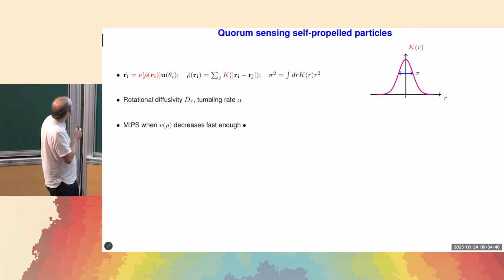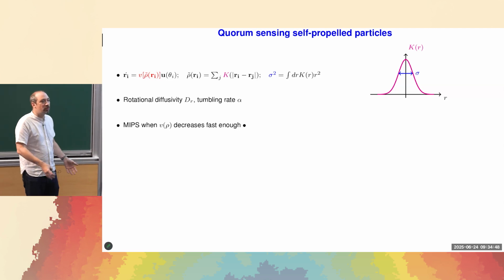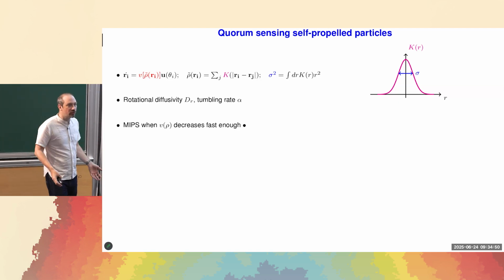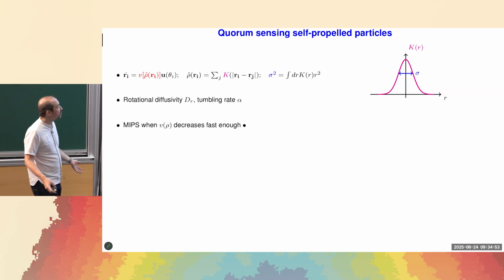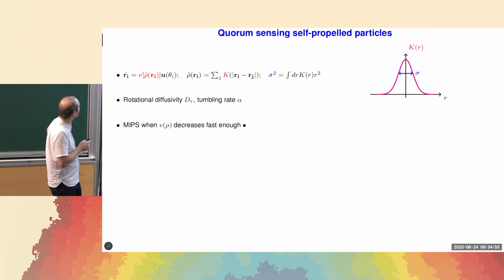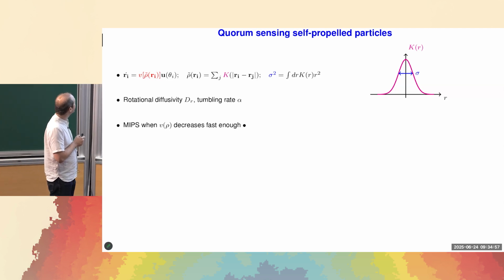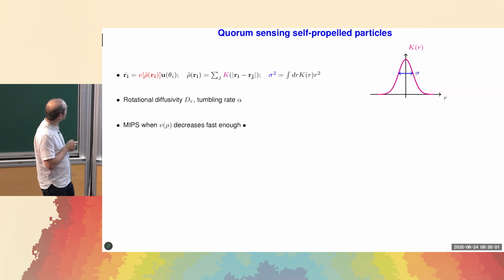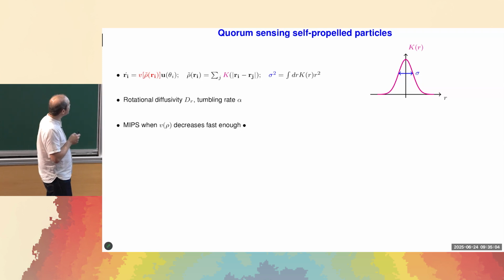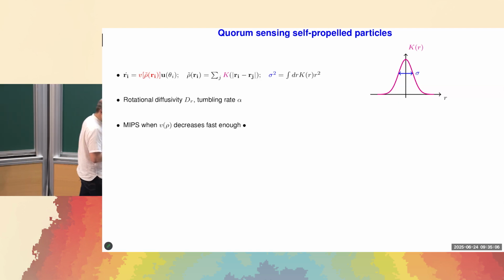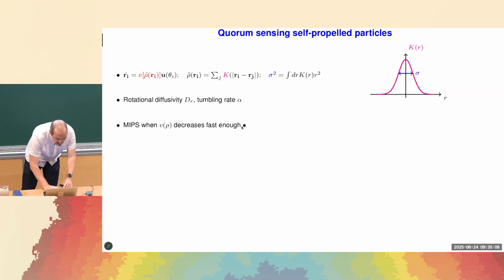Okay, and that, for instance, would describe what happens when you have bacteria that swim. If you have lots of other bacteria around you, they eat your food, you have no food. If you have no food, you cannot swim. So these type of interactions are very natural for bacteria. Okay, and we can look at what happens if you have diffusivity, if you have tumbling rate. In this model, if V is a decreasing function of rho, you get motility-induced phase separation.